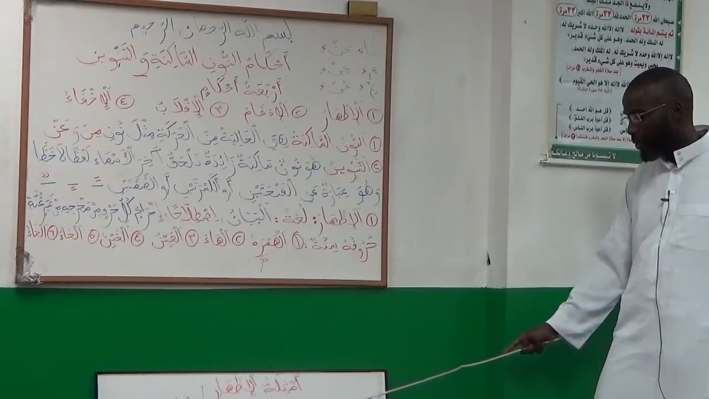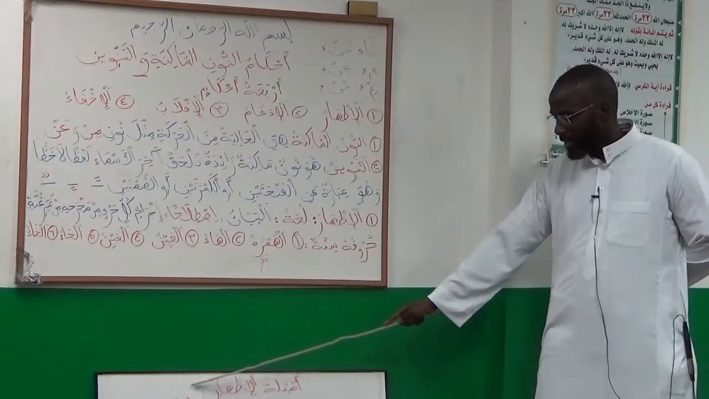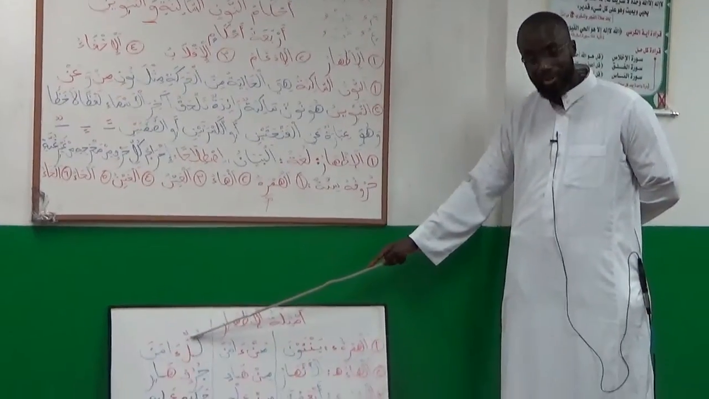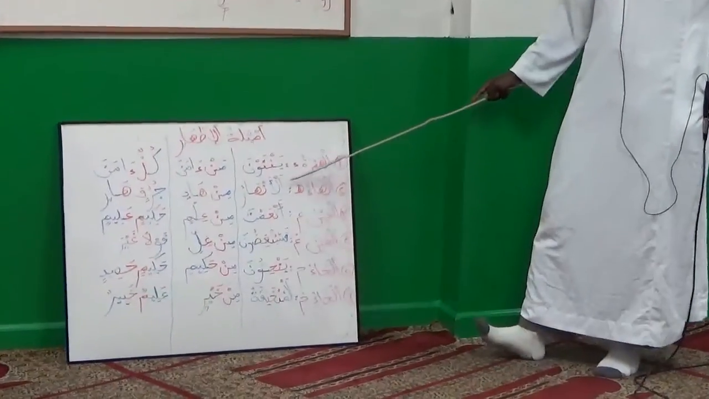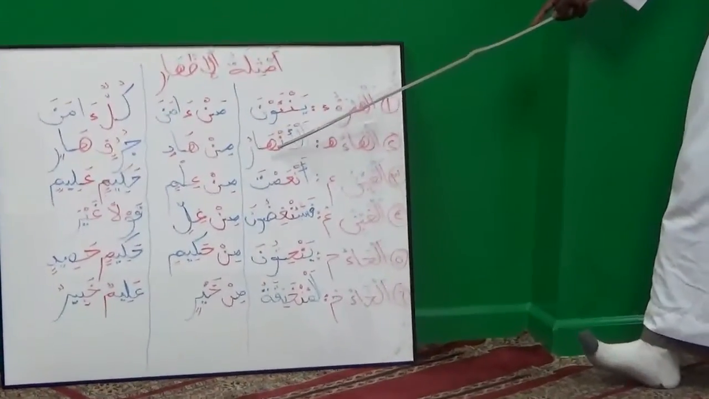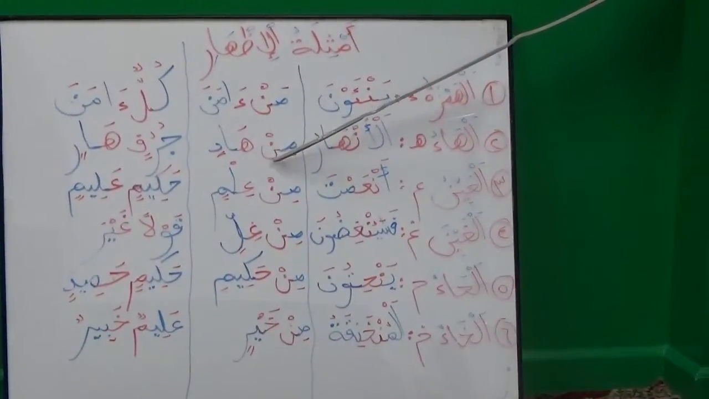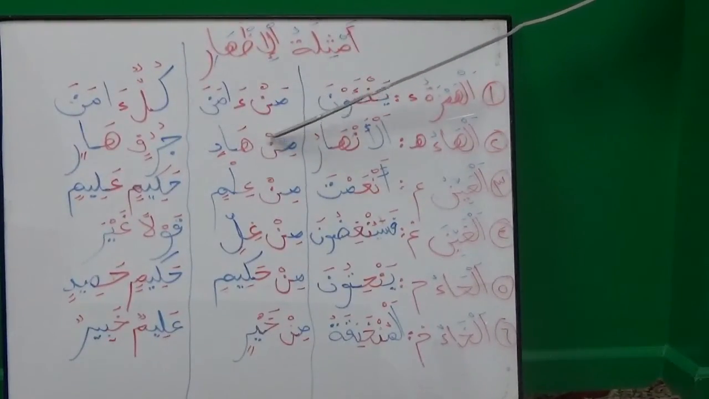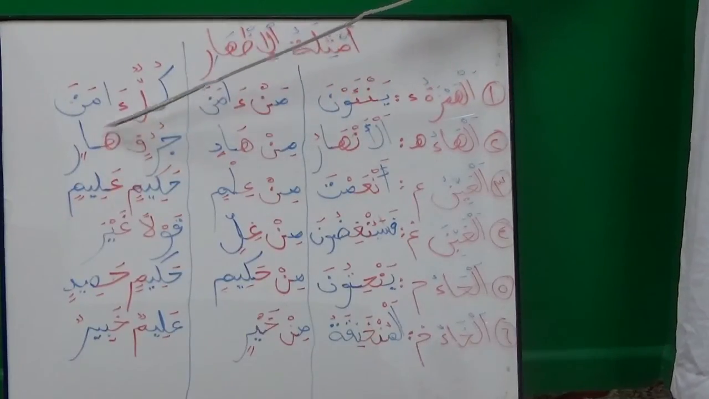So these are the examples. Al-hamza, in one word, yan'awna. In 2 words, man amana. Here we have the case of tanween, kullun amana. Al-ha, here we have a nun sakina followed by a ha in 1 word, al-anhar. A nun sakina followed by a ha in 2 words, min had. Here we have a tanween followed by a ha.